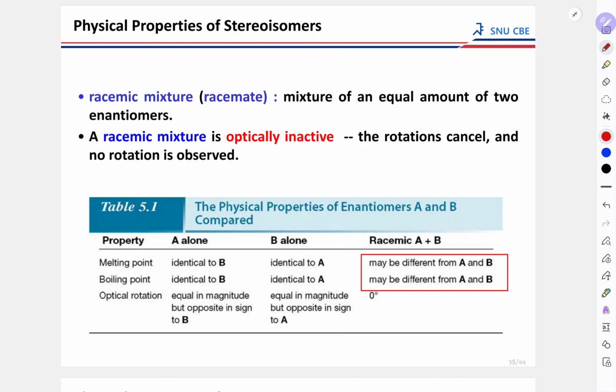What about the racemate, the mixture A plus B? Their melting and boiling points, the physical properties, may be different from A and B. Optical rotation will give you 0 in all cases. The rotation should get cancelled. A can give you, for instance, clockwise rotation, then B should give you counterclockwise, and they will cancel each other. That's why you're getting 0 degrees in all cases. The physical properties can be unique, different from A or B.